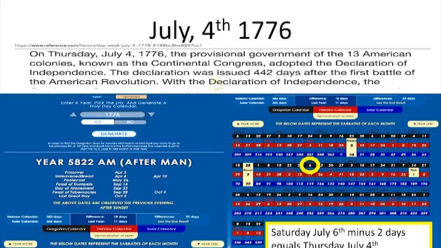Here we're looking at July 4th, 1776, the third example. And as I showed, we have the 6th circled here for a Saturday or Sabbath. And if we back up to get to the 4th, the 5th is a Friday, and the 4th is a Thursday. And that's exactly the day that we're supposed to have. So it's accurate.